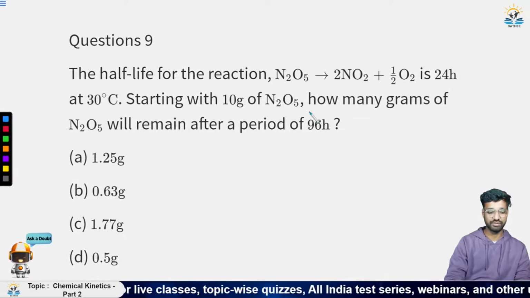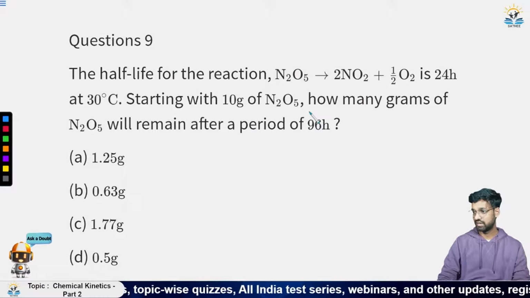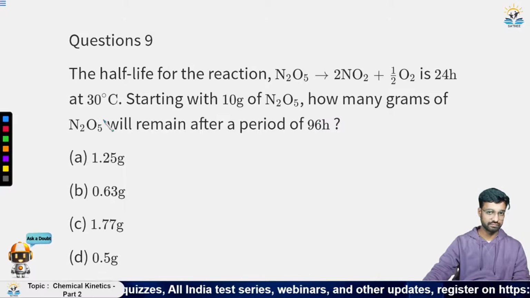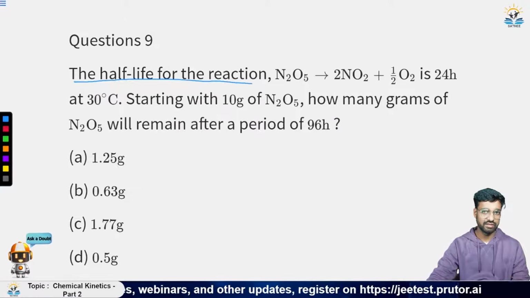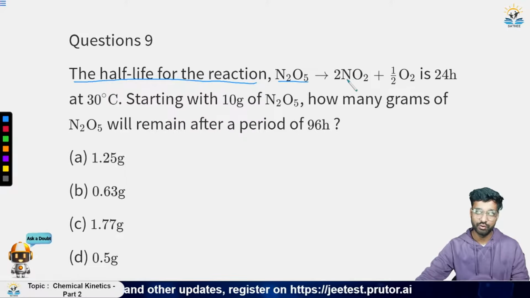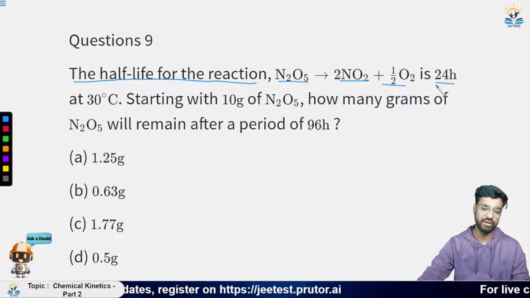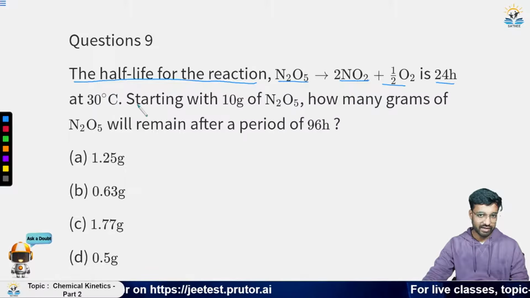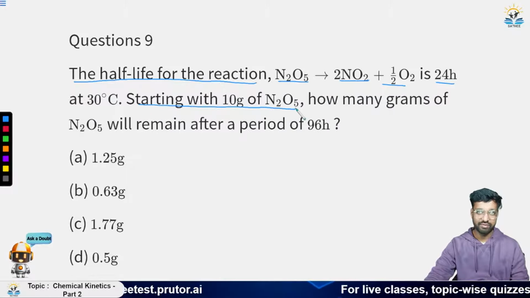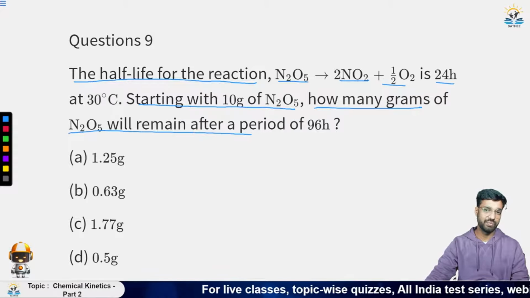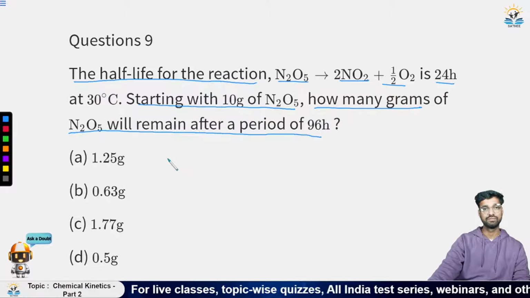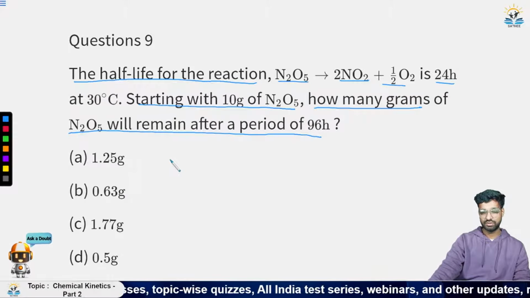Now let us move to the next question. So what does it say? It says that the half life of the reaction, that is N2O5 giving 2NO2 and half O2, is 24 hours. Starting with 10 gram of N2O5, how many grams of N2O5 will remain after a period of 96 hours? So this is the question we have here.